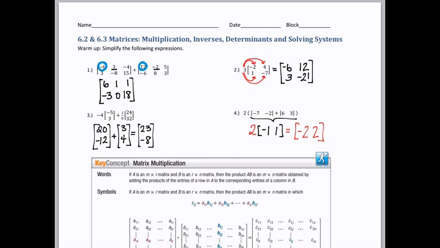So all the properties we have up in this kind of warm-up area are really similar to what we have just for normal addition and scalar multiplication distribution.